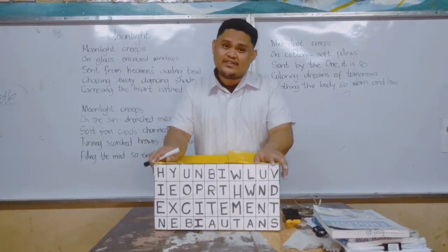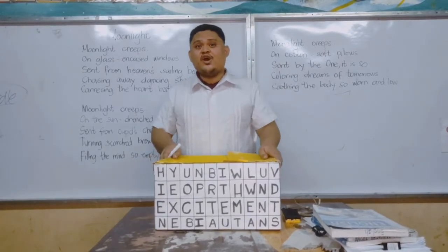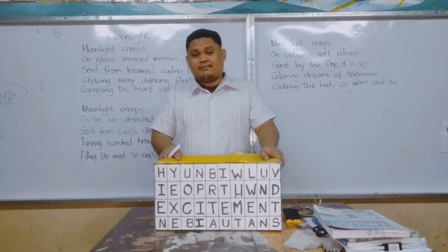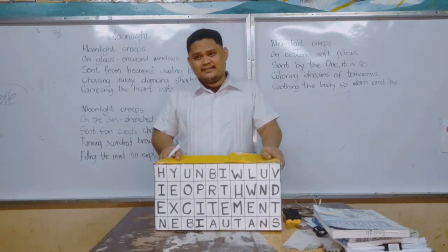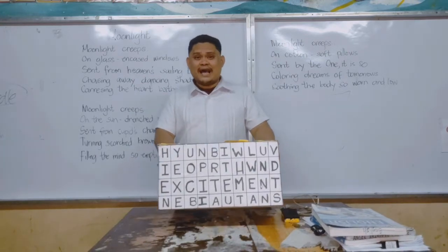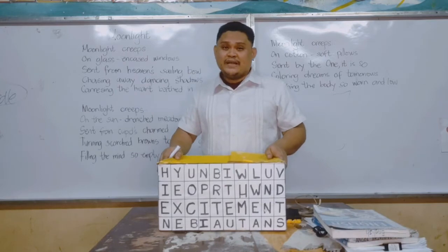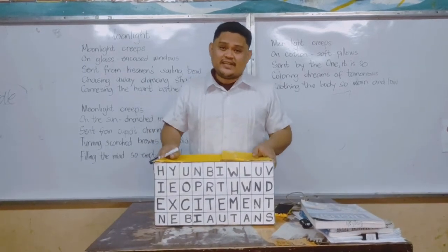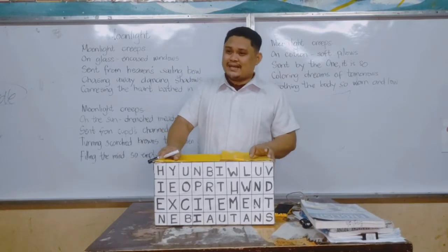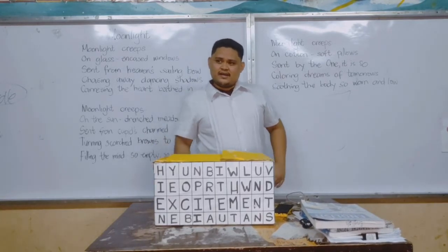Now, I want you to open your book on page 147, and you can find the poem entitled Moonlight by Jacklyn P. Good. Moonlight by Jacklyn P. Who will volunteer to read the poem in front? Me. Okay, good. Jacklyn, please come here.